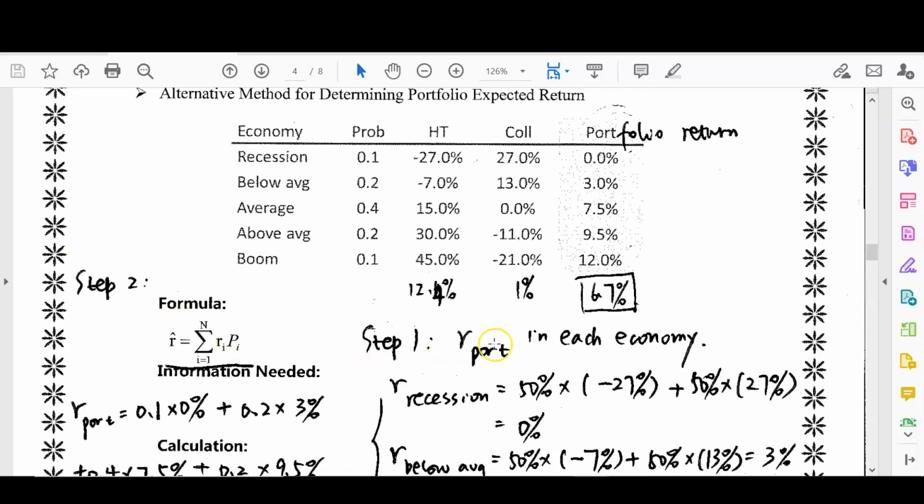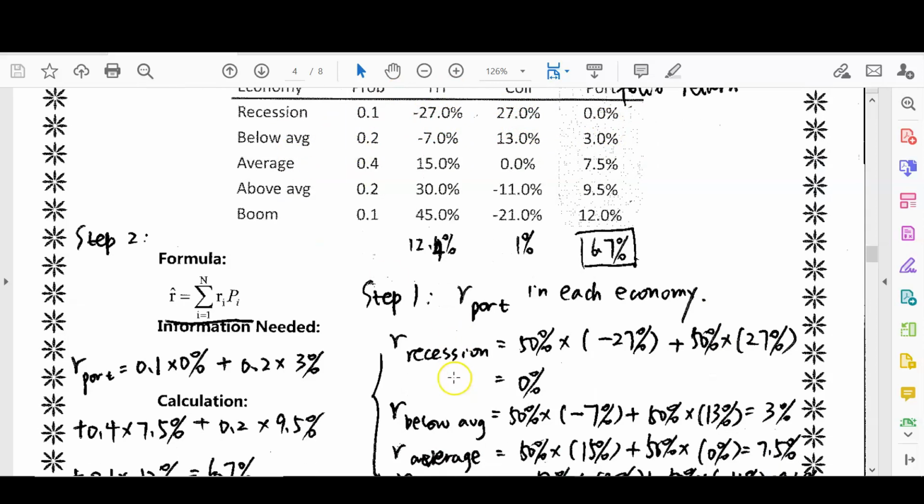Okay, so step 1, we have to calculate the portfolio return in each economy. In recession, it's going to be 50% multiplied by the high-tech return, negative 27%, plus 50% multiplied by the return of collectibles, 27%. So it's 0%. Weighted average of the portfolio return is 0% in recession. When economy is below average, we can again use 50% multiplied by the 2 returns of the 2 assets. So we have 3%. And we do this for all the scenarios.